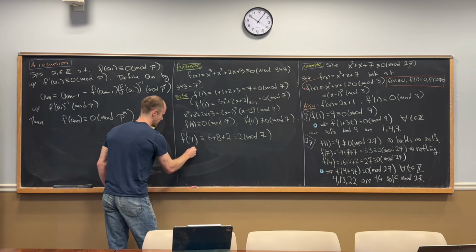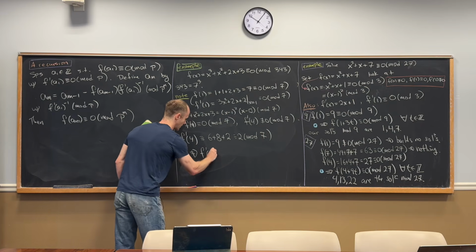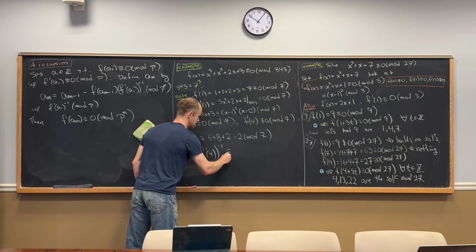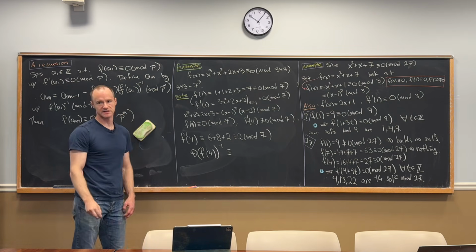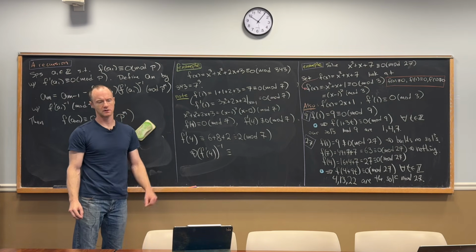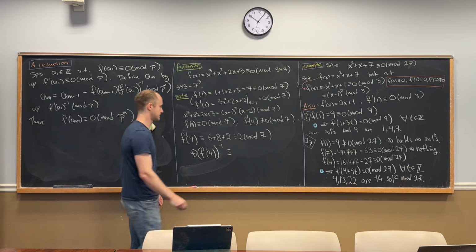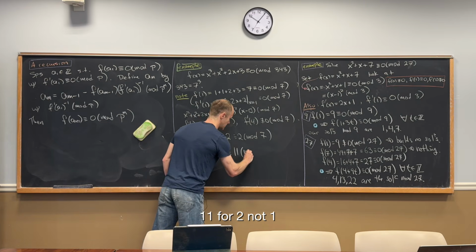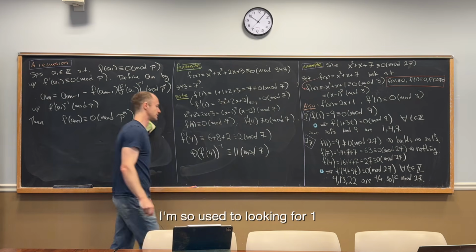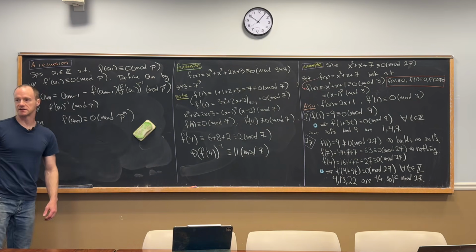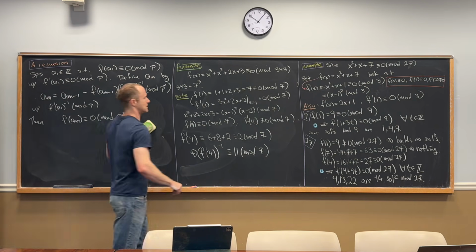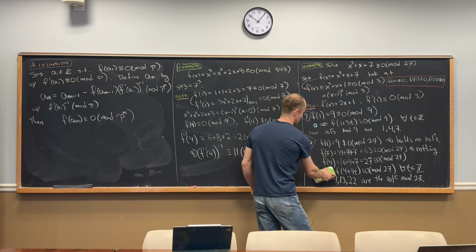So that tells us that f prime of 4 inverse is congruent to what mod 7? So what's the inverse of 2 mod 7? 11 mod 7, because 2 times 11 is 22. Okay, so now we are ready.